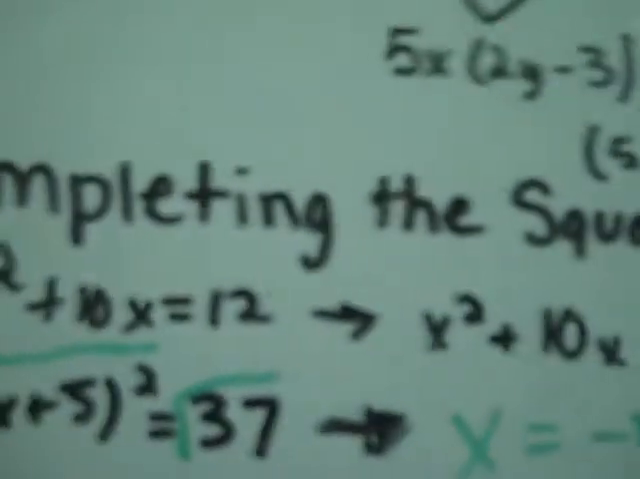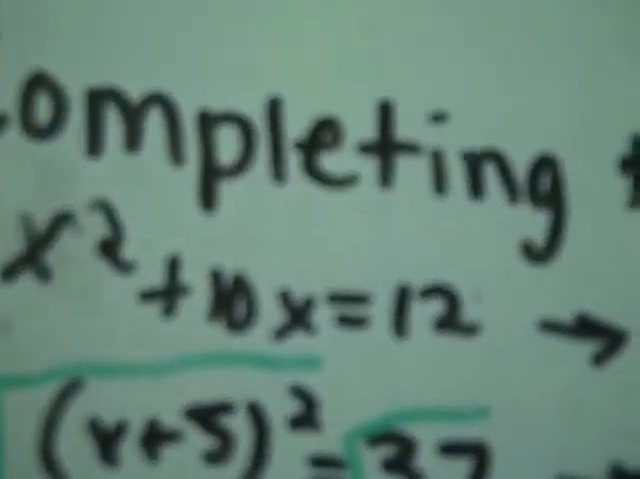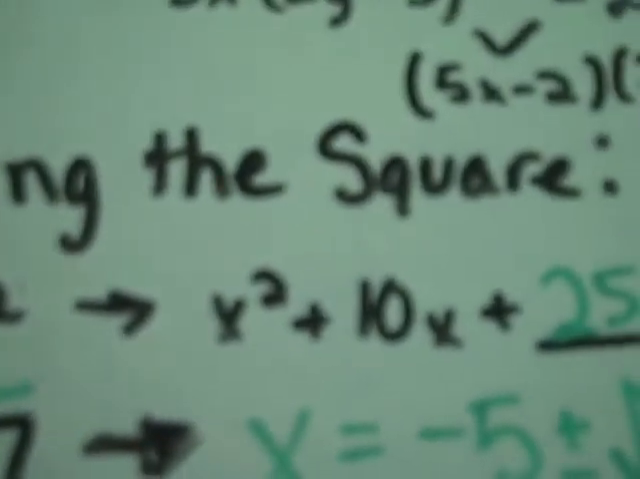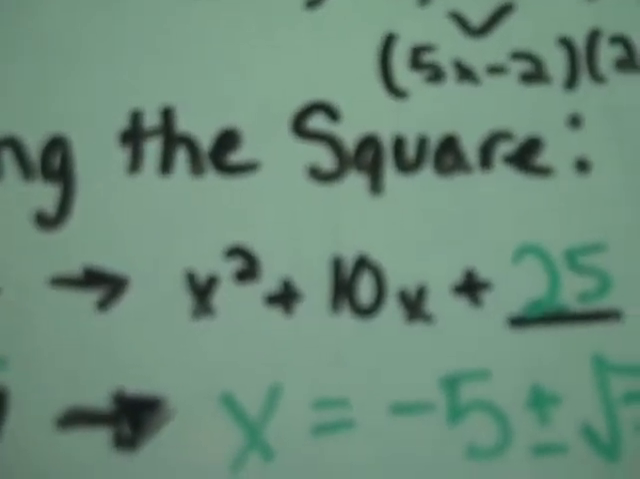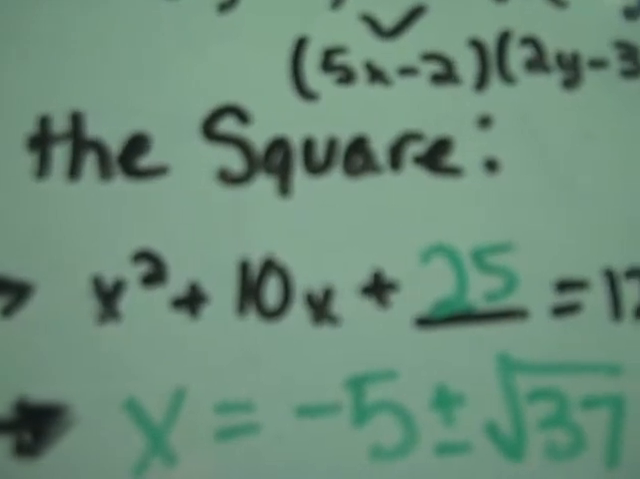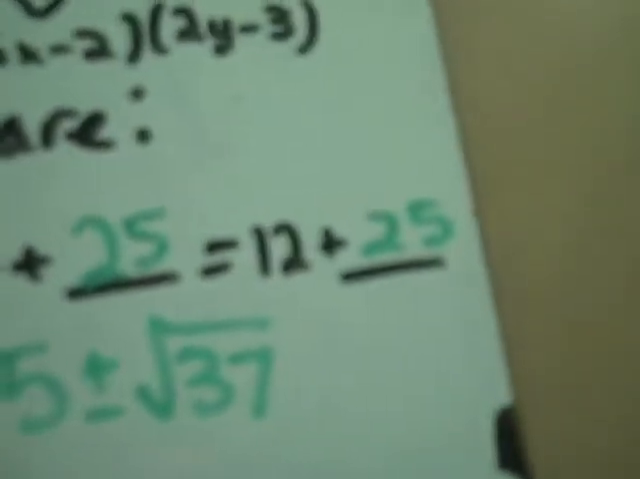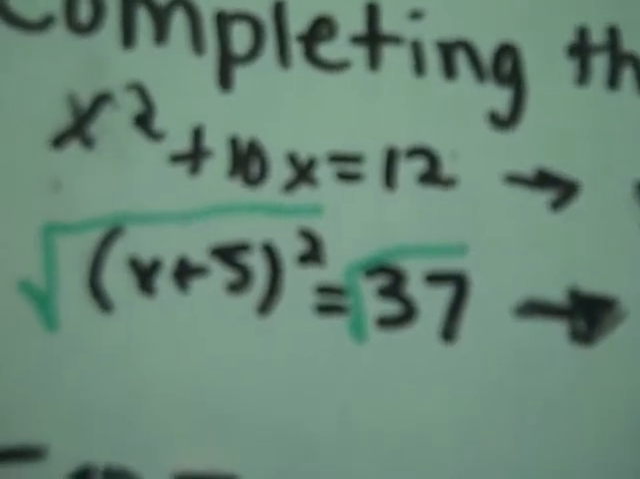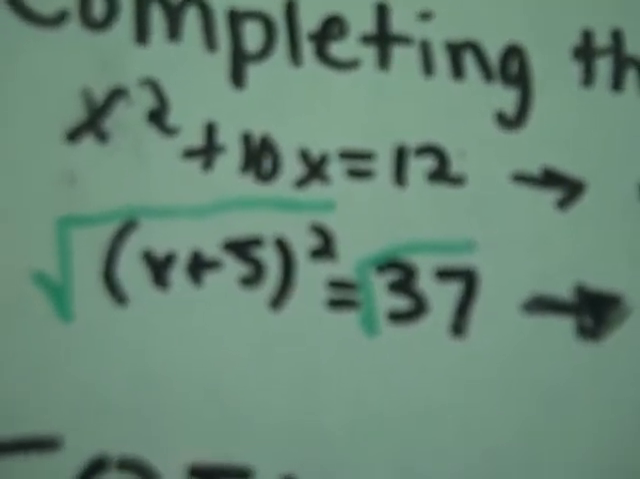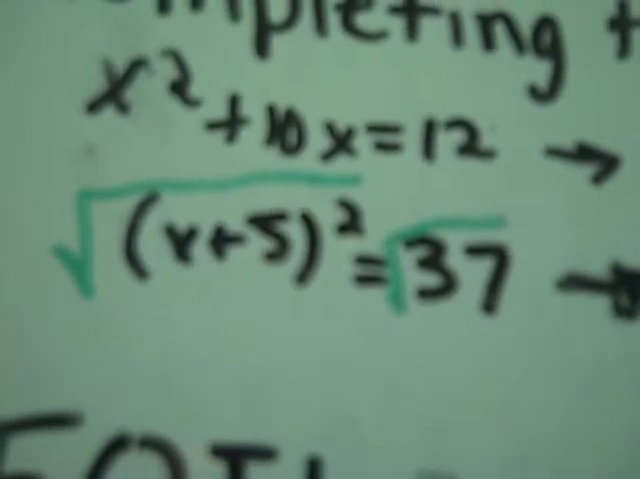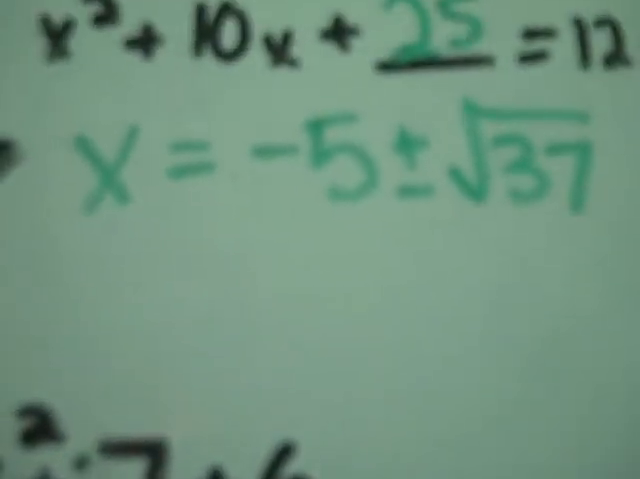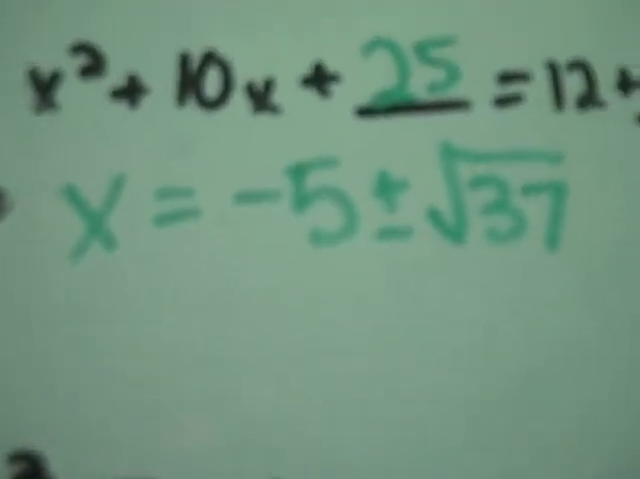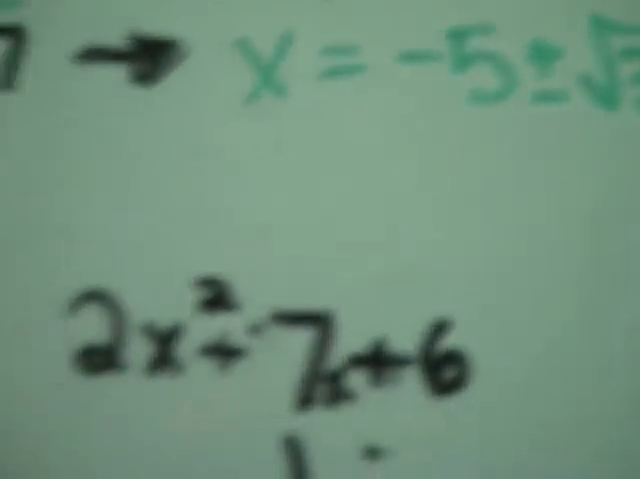Another method is completing the square. x squared plus 10x equals 12. So x squared plus 10x, divide 10 by 2, and that equals 5. 5 squared is 25, so you add 25 to both sides. Then you have x plus 5 squared equals 37, and you find the square root of both, so you have x plus 5 equals plus or minus the square root of 37. Once you subtract 5, you would have x equals negative 5 plus or minus the square root of 37.